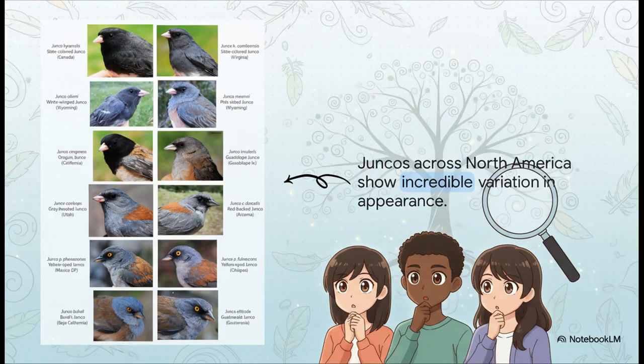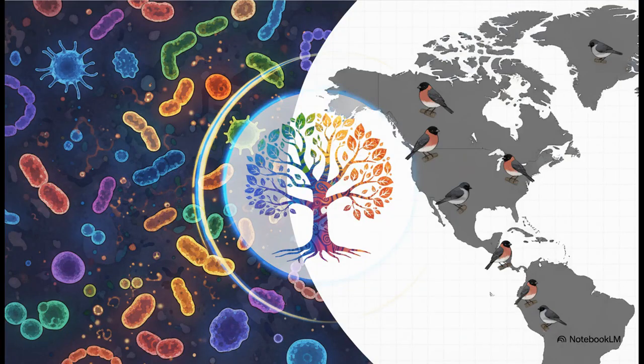And you can see why this is such a great challenge. Students see photos just like these. The slate-colored Junco, the Oregon Junco, the gray-headed Junco. I mean, they look so incredibly different. This visual evidence just forces them to grapple with the fact that defining a species by looks alone is going to be really tricky. And this is just a brilliant pedagogical move, isn't it?